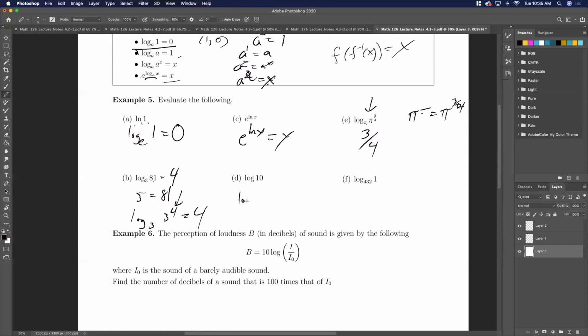Same here. Here if I have log base 10 of 10, this will equal 1. And here if I have log base 432 of 1, what's that equal? This one right here? 0, yeah, that's 0. Log base anything of 1 is always 0, okay?